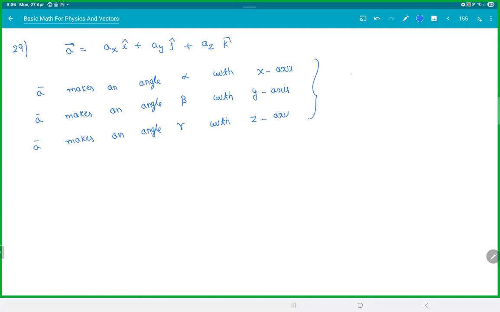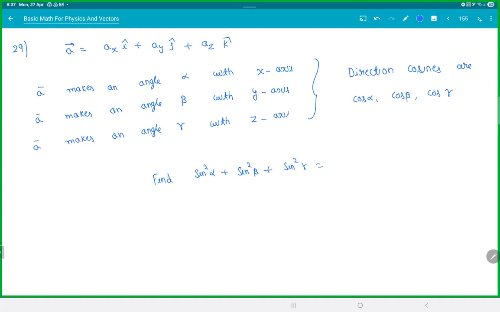So these angles, right? Cos alpha, cos beta, cos gamma, these are called direction cosines. We will talk about them in more detail. These are called direction cosines. Find sine square alpha plus sine square beta plus sine square gamma.